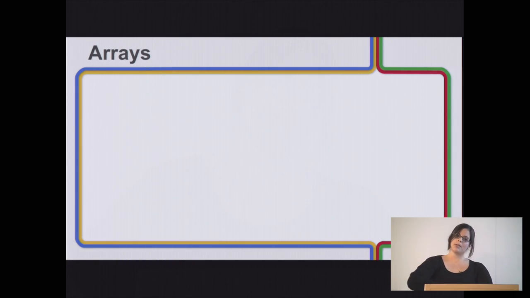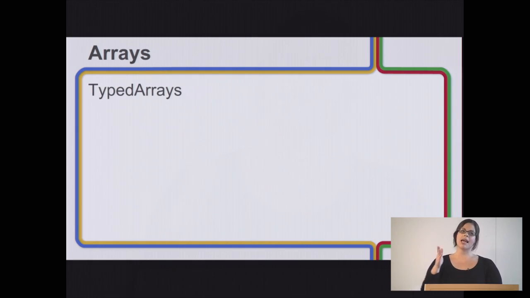All right, so that's numbers. Next, we need to talk about arrays. So the first type of array to talk about in JavaScript is the typed array. Typed arrays are going to make a lot of sense to you if you're coming from a C background.